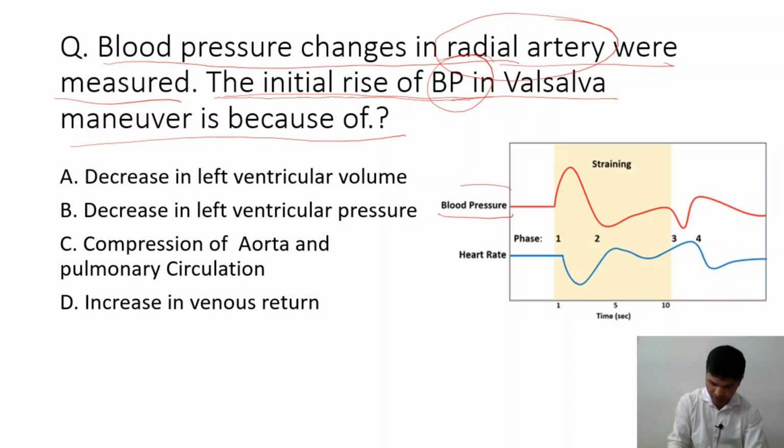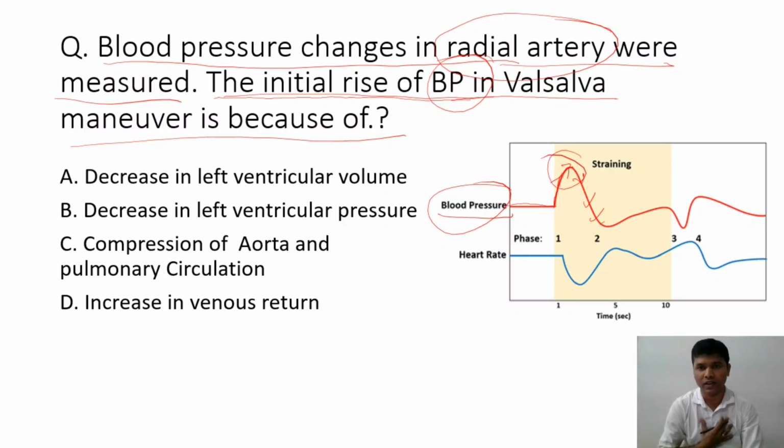So you can imagine a blood pressure diagram. This is the normal. When you start the Valsalva maneuver, pressure increases, and then again pressure decreases. So the question is, what causes the initial rise of pressure? The understanding is that when you strain, intrathoracic pressure will increase. That will actually increase the blood return to the left ventricle, so left ventricle filling pressure will increase and systolic blood pressure will increase obviously.